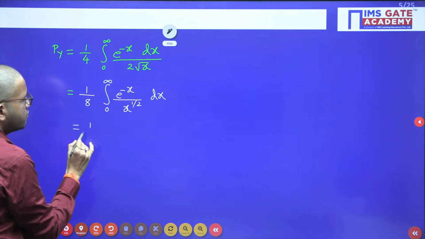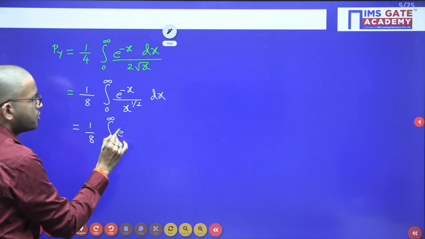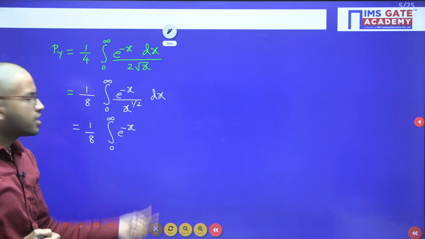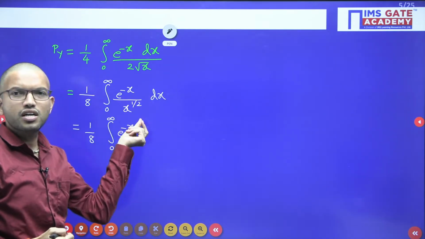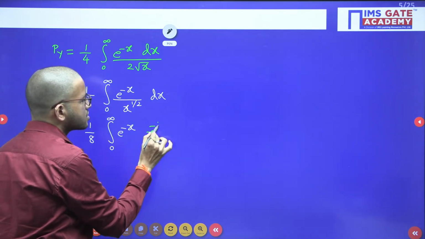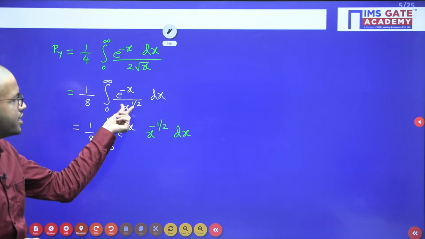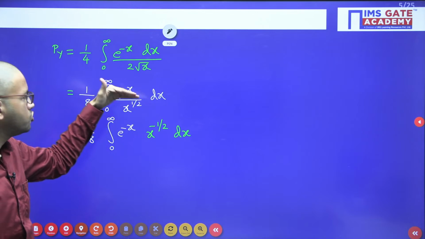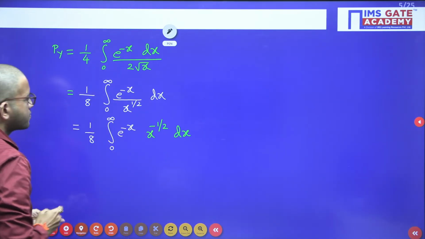So 1 by 8 we can keep as it is. Integral 0 to infinity e power minus x. Now in the denominator you are having x power 1 by 2. I am bringing it into the numerator. Then it will become x power minus half. Whatever the power you are having, when you are bringing it into the numerator, it will change the sign. Okay, x power minus half.